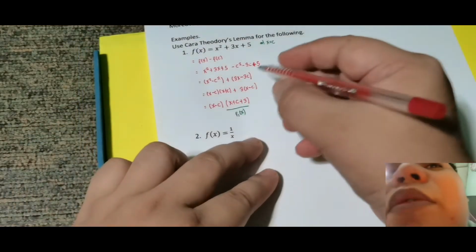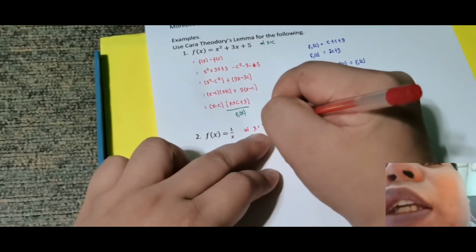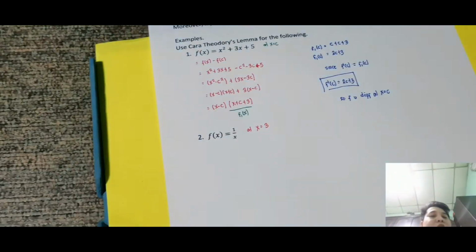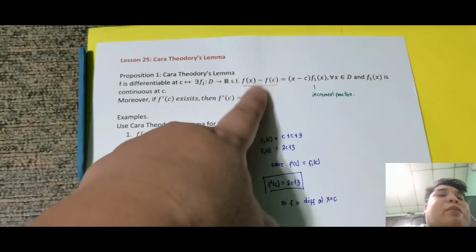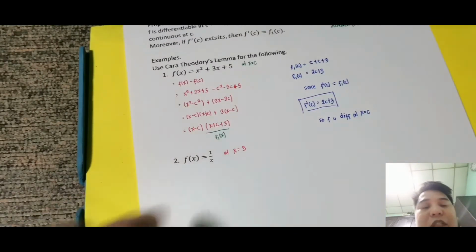Kunyari at x is equal to 3. So ito ang idea nito. Dapat f of x minus f of 3, tapos kailangan makapagpalabas ako ng x minus 3, kasi yun yung hinahanap. Okay, so tama naman, differentiable siya dun. Okay, so check na lang natin.